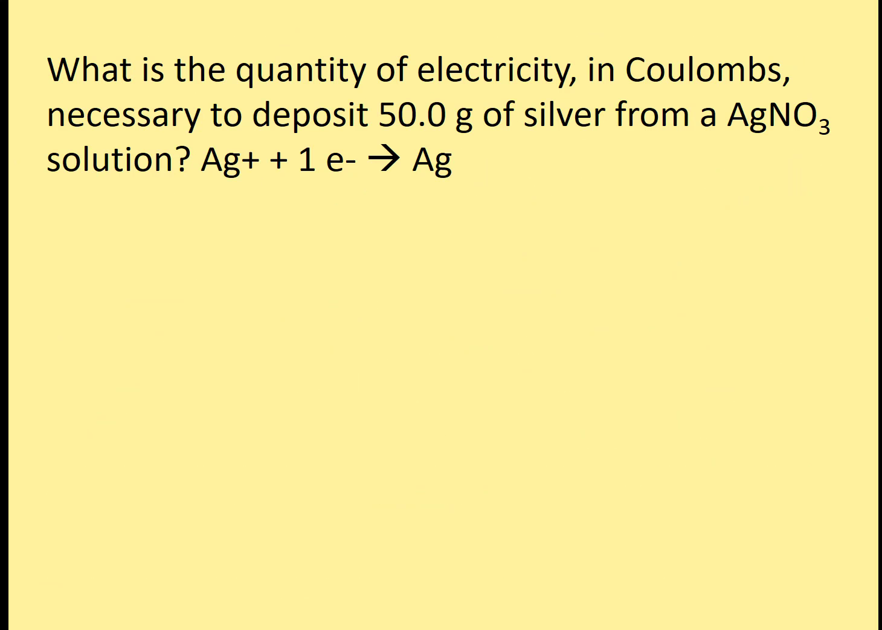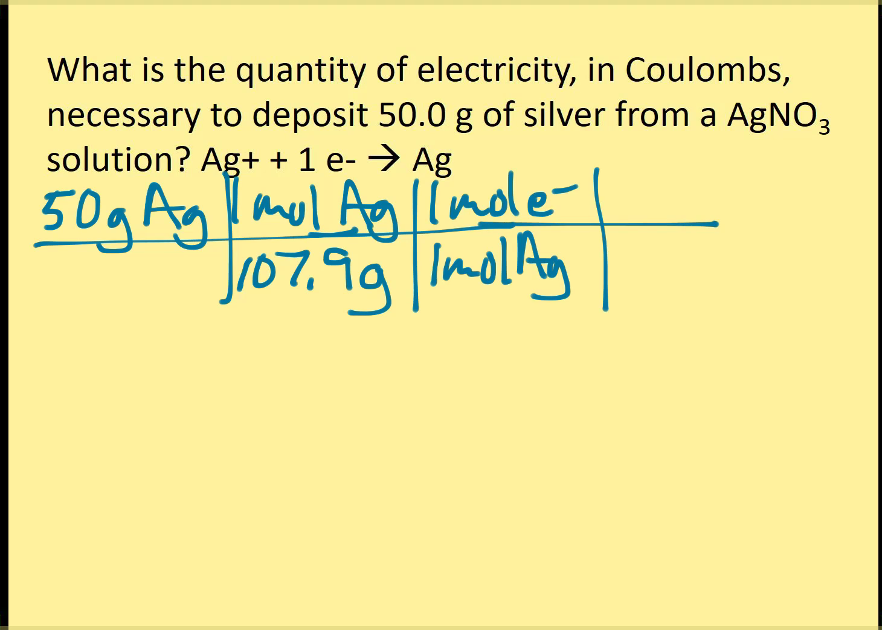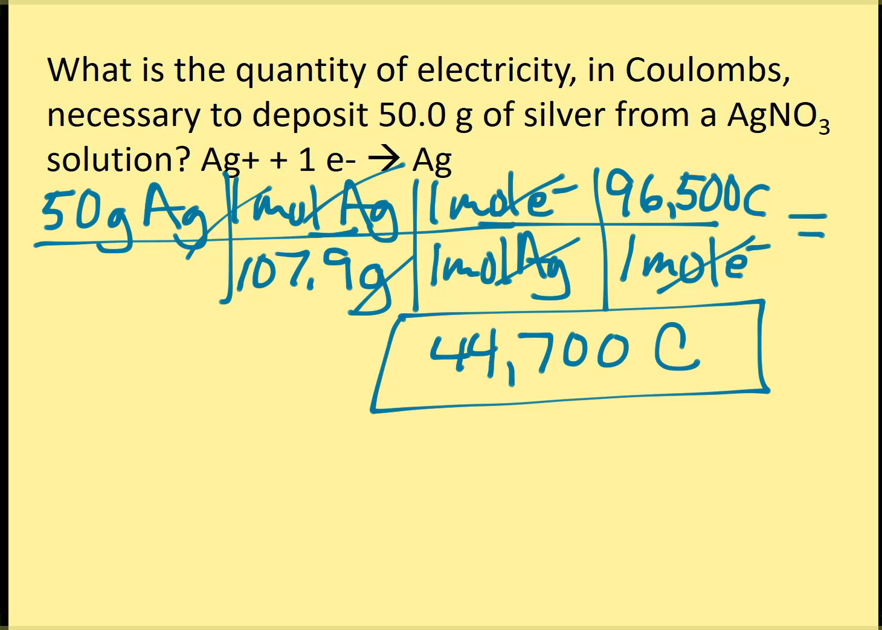What is the quantity of electricity in coulombs necessary to deposit 50 grams of silver from a silver nitrate solution? And there's our formula there, so I know that 1 electron is involved. So I'm going to start with my 50 grams and divide by the molar mass of silver. And there's 1 mole of electrons for every 1 mole of silver. And then multiply it by Faraday's constant. All your units should cancel. And I get 14,700 coulombs. So that's how much is necessary to deposit that 50 grams of silver.